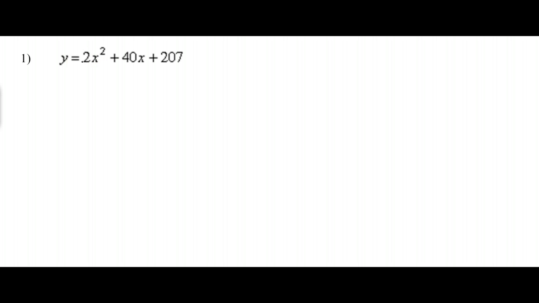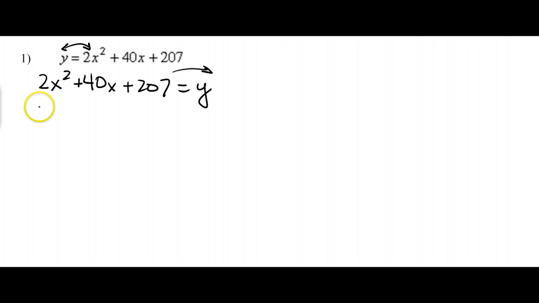So my personal preference is to keep everything that's squared and put it on the left-hand side. So I'm just going to flip-flop everything here. So I'm going to have 2x squared plus 40x plus 207 is equal to y. Literally, I just flipped the two sides. And then I'm going to take my constant and I'm going to move it over to the right. So now I've got 2x squared plus 40x is equal to y minus 207.